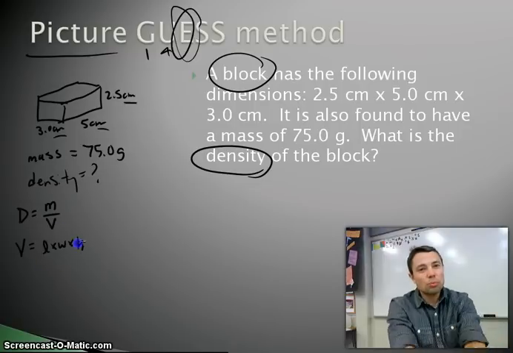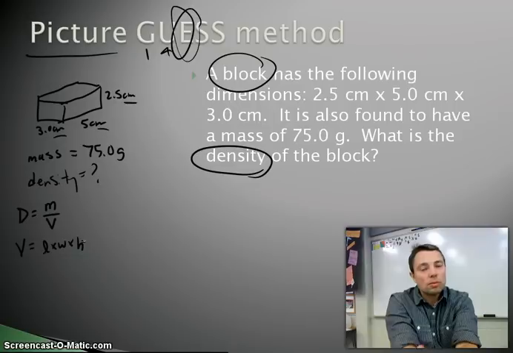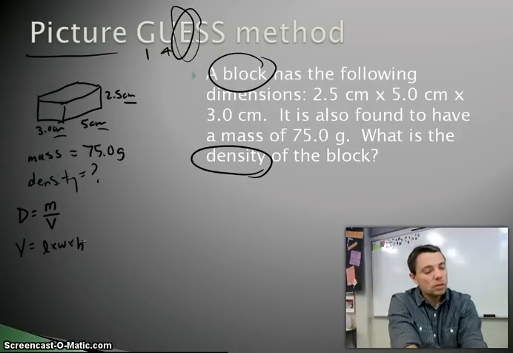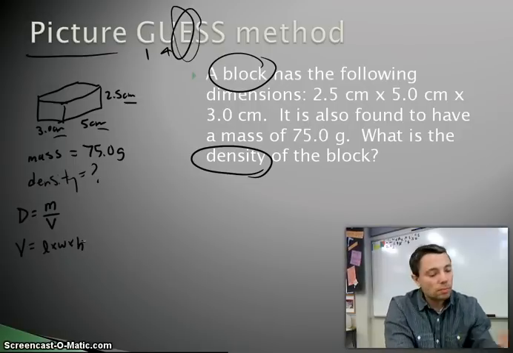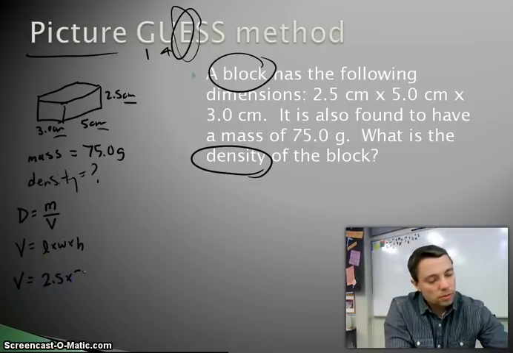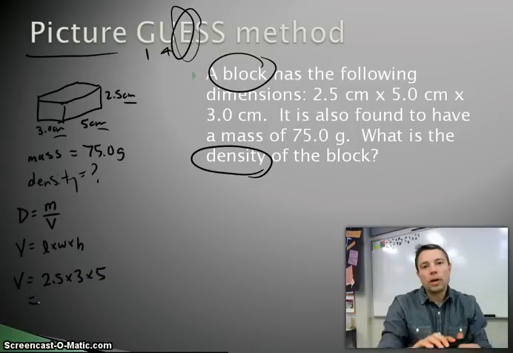So this is actually a problem where I had to come up with 2 equations to get to the answer. That's what you sometimes have to do in problem solving: go through and find all the different things that I can. So here we go. Now I've got my 2 equations, I just set it up and I can solve it. My volume is going to be 2.5 times 3 times 5. Okay, I'm going to grab my calculator.